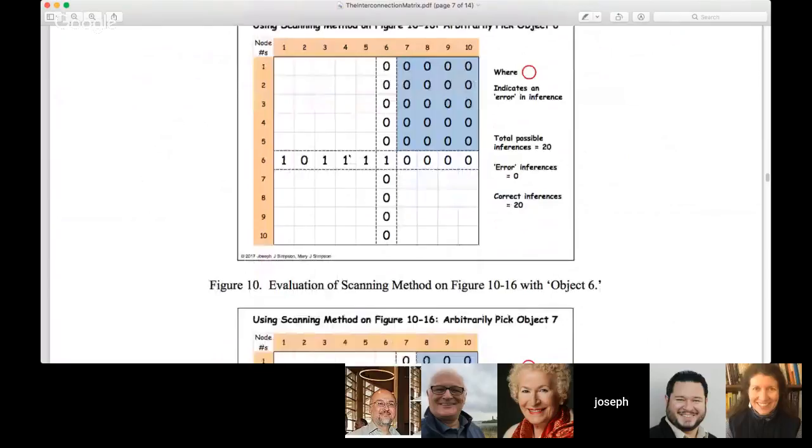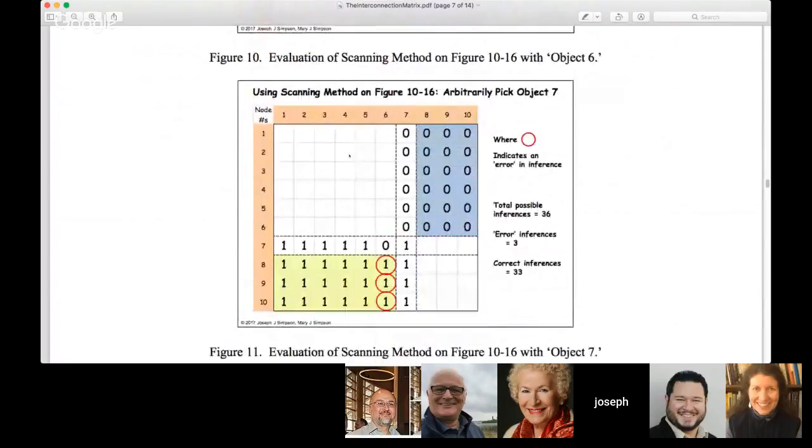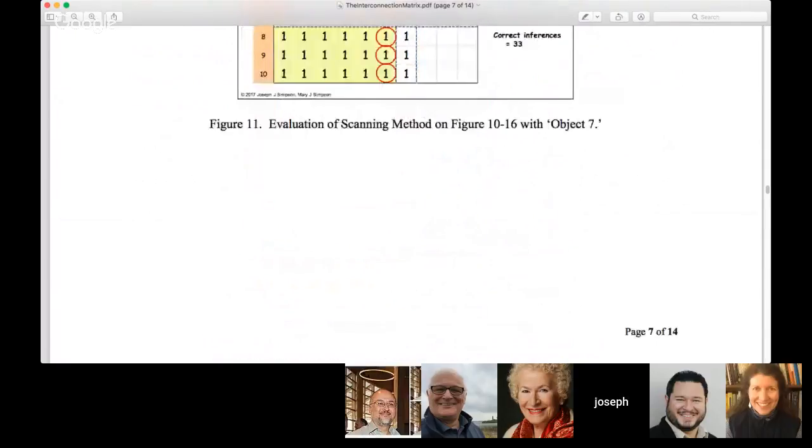So the multi-threaded graphs are a little more involved. And so then again, we'll arbitrarily pick 7 here. Again, we believe we have errors here, 3 errors.